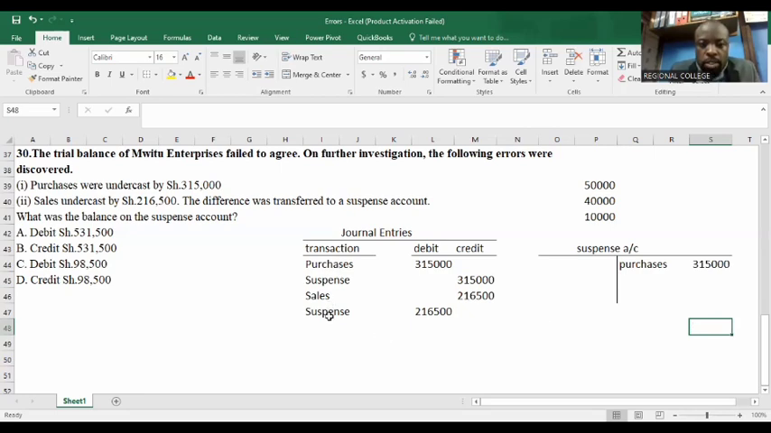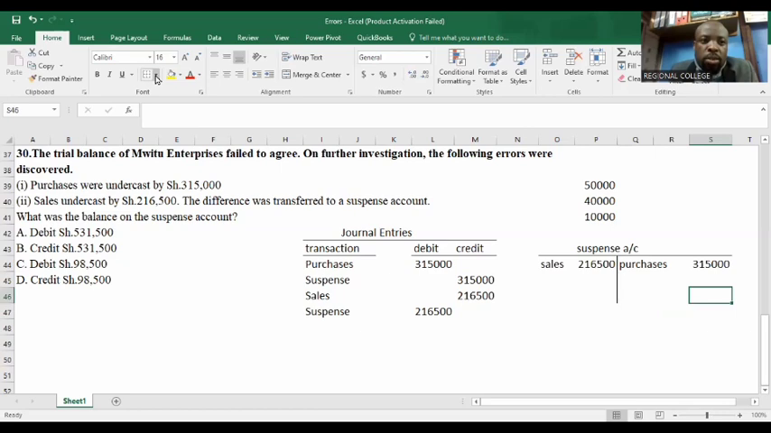Then the sales and suspense, yes, you also have the suspense, but the suspense this time is on the debit from the sales. So I say sales, the amount is 216,500. Then I can try to see where I have not given the value, the difference from the trial balance that made the error, but we are saying that the difference was transferred to a suspense account. What was the balance? That means I have to get the balance in this account to get the amount that is the difference. So if I check my debit, I have 216. If I check my credit, I have 315. So the credit is the highest figure.